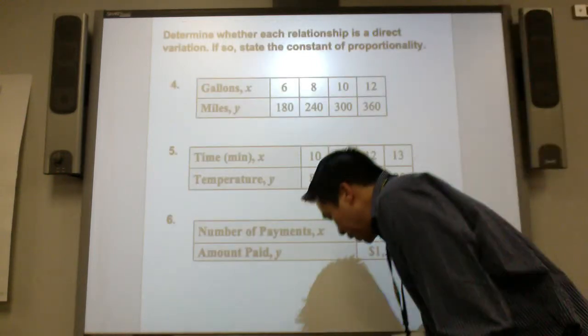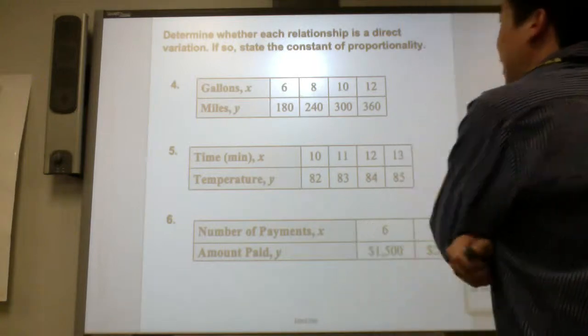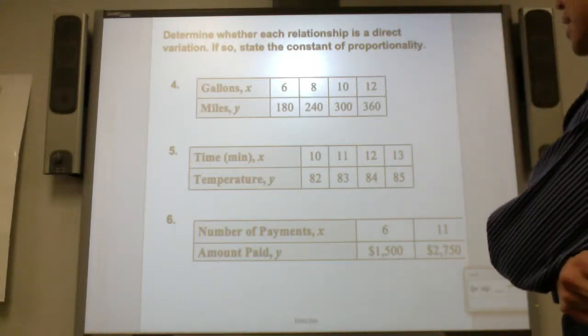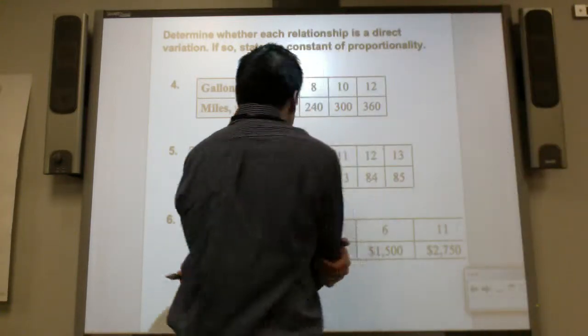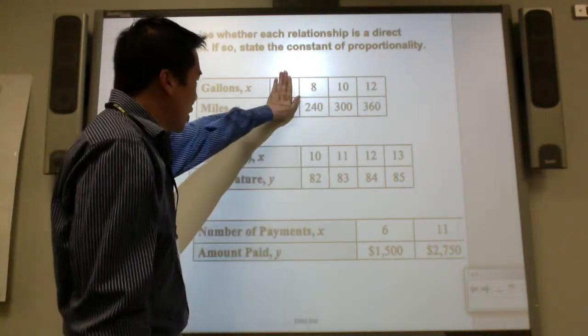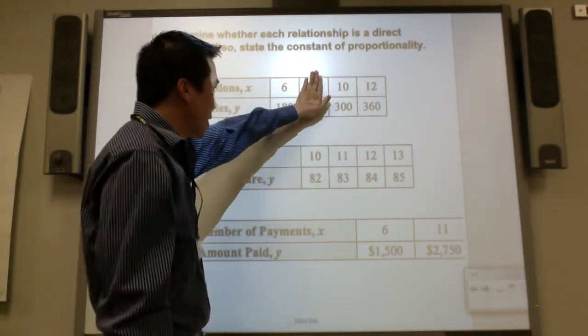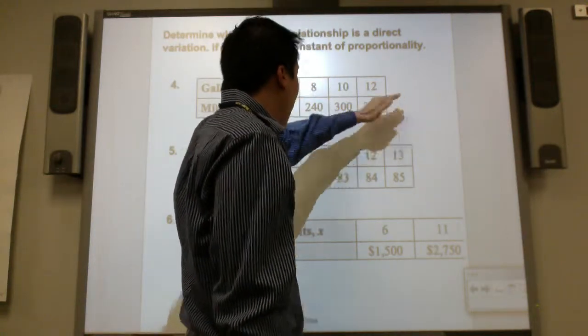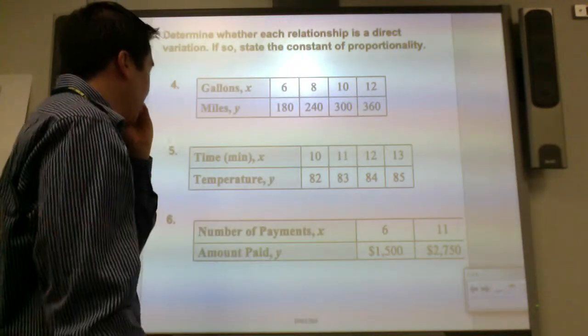Determine whether each relationship is a direct variation. If so, state the constant of proportionality. That means directly related. Direct variation: is this ratio directly related to this one? Is it related to this one? Are all these ratios related to each other?